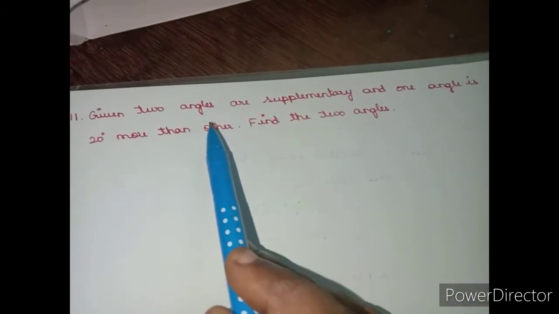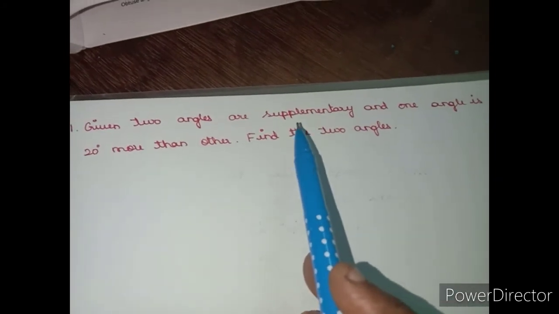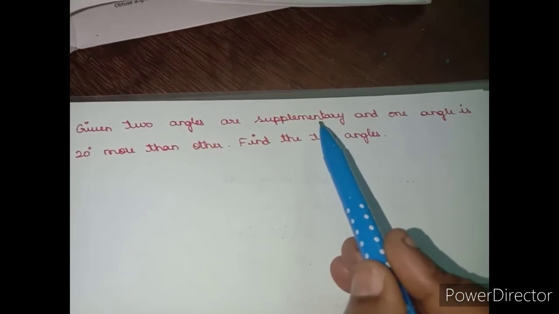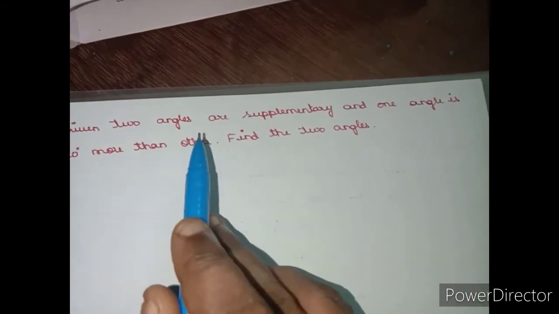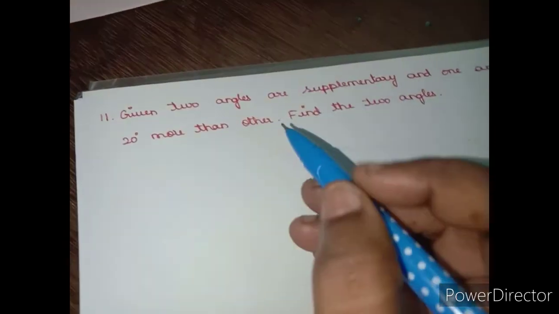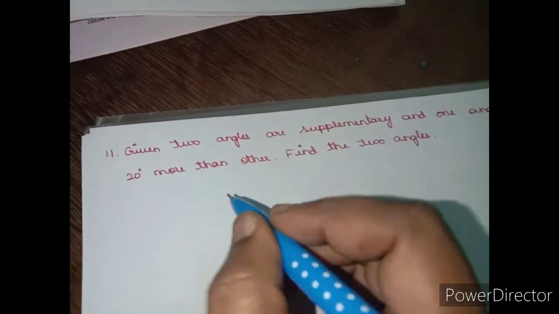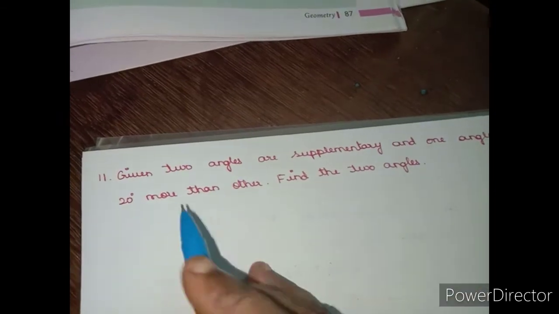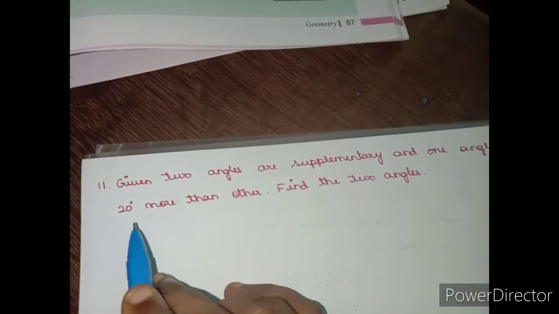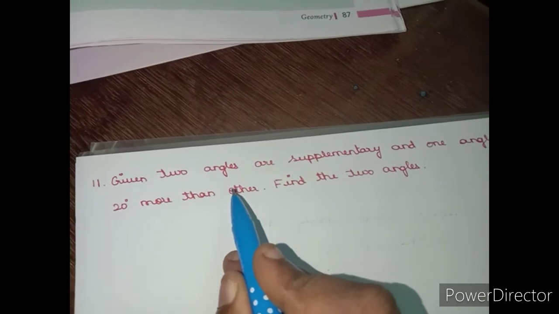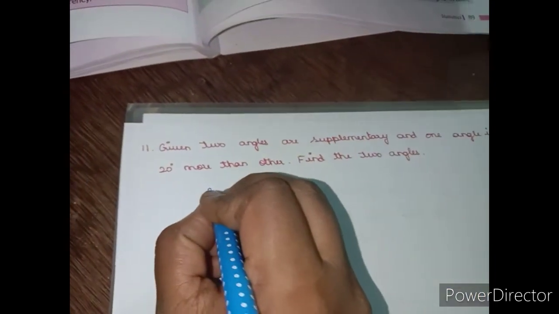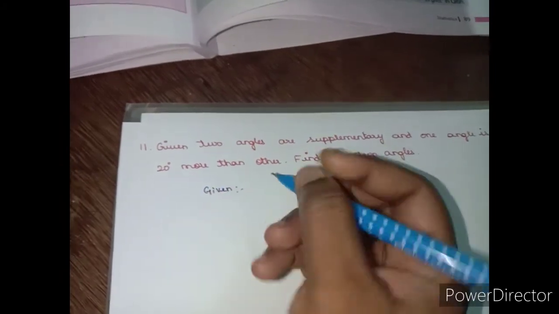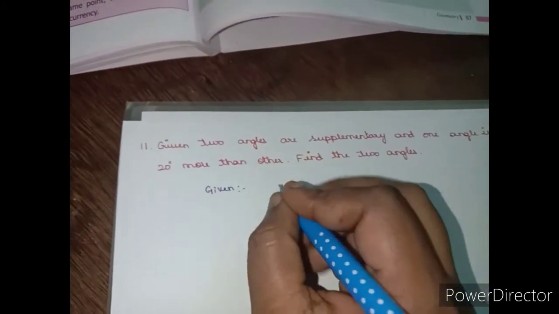Given 2 angles are supplementary. So we are going to find 2 angles which are supplementary. One angle is 20 degree more than the other. So both the angles they have not given. But the hint given is one angle is 20 degree more than the other. Find the 2 angles. Here we will write what is given. So this sum also we are going to try with the trial and error method.